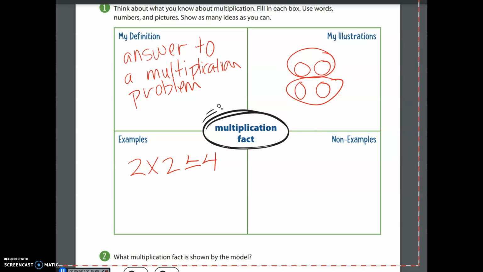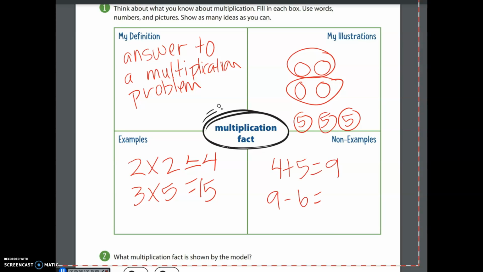Another fact that's really easy to remember is if we had 3 groups of 5. Because we could count by 15 or by 3 5s really quickly. 5, 10, 15. So those are a couple examples of some multiplication problems that are easy. A non-example would be if we did like an addition problem or if we did a subtraction problem. Those would not be examples of multiplication facts because they're not a multiplication problem. Okay, so go ahead and hit pause and finish writing this in your book.